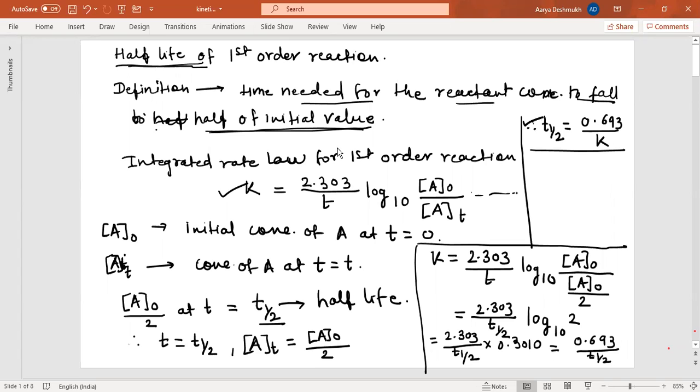So this is again of importance to solve the numericals based on this. After applying the concept of half-life to the integrated rate law for first order, we arrived at this equation, that is t half equal to 0.693 divided by k. Or you can write k equal to 0.693 divided by t half. We are just rearranging the equation, nothing else. So according to this equation, what does it mean?